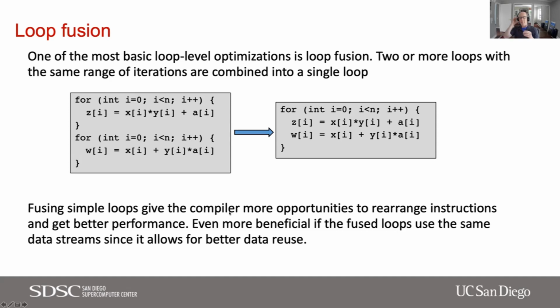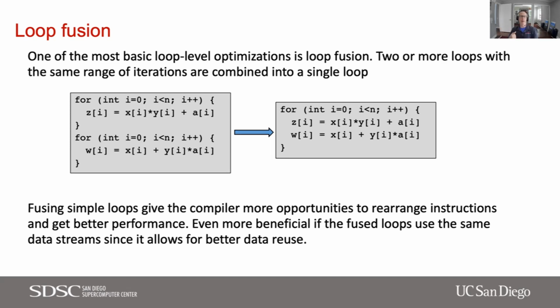Starting with probably the simplest kind of transformation you could do to your loops, this is something called loop fusion. If we take two or more loops with the same range of iterations, we can combine them into a single loop. So in this case, on the left-hand side, we have a loop where we iterate over the elements of these arrays. They're all the same size. And we take element by element, x sub i times y sub i, and we add a sub i, and we store that in Z.